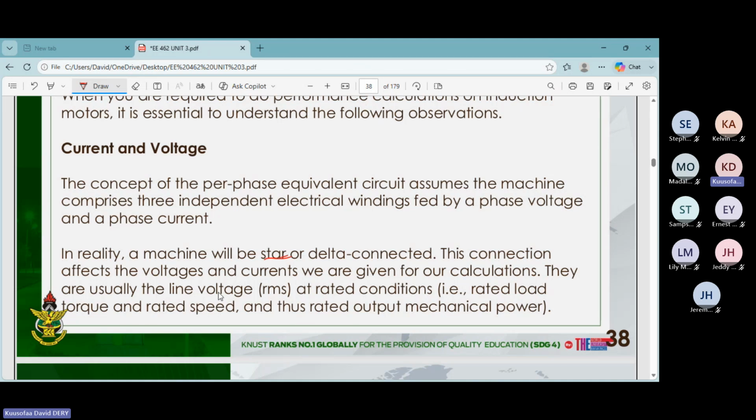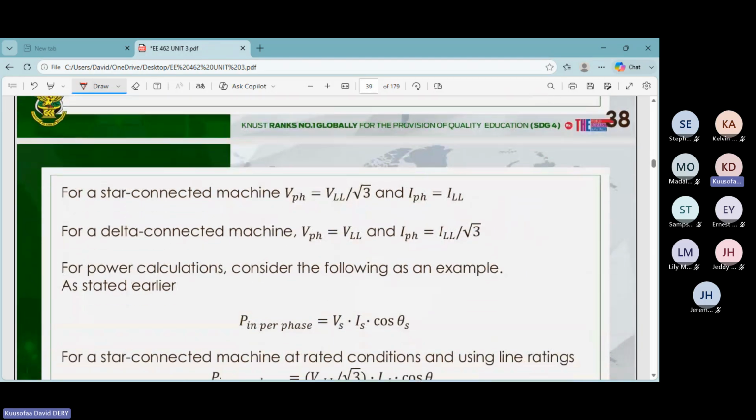So what is given to us is the line voltage and rated condition. So we should be able to convert it to phase value depending on whether it's star connected or delta connected. So we should take note of that. If it is star connected, the phase voltage is equal to the line voltage divided by √3, and the phase current is the same as the line current.